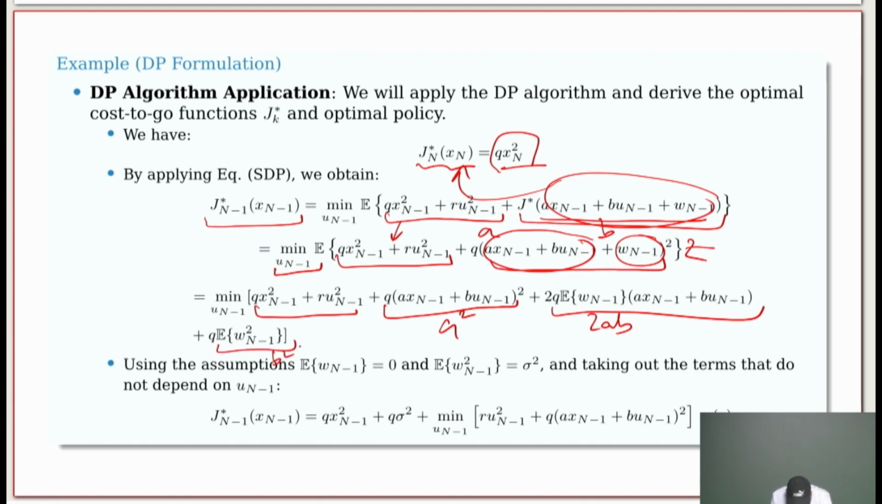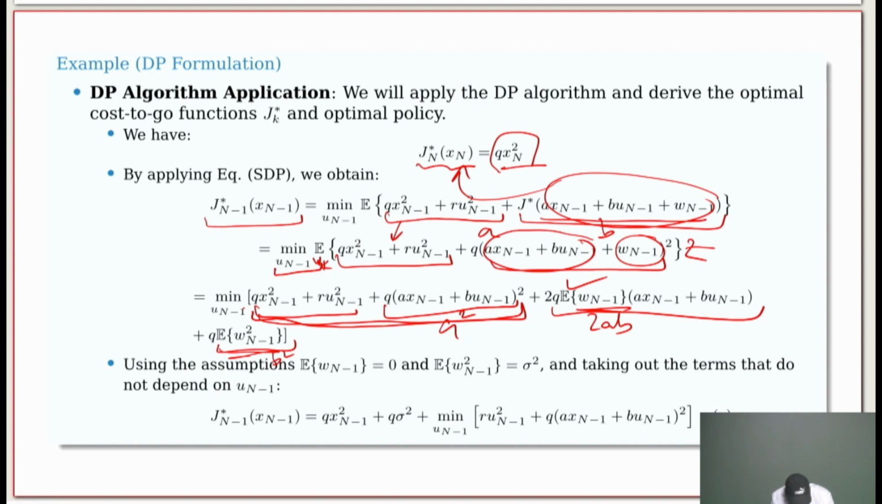Okay, so this is what we did. The q was outside anyway, and then we took the expectation inside. The expectation is with respect to w. Because expectation is only with respect to the random variable, wherever the random variable is, the expectation will apply only there. In this case, the expectation is only applied here, because you have w_{n-1} involved here. These terms don't have anything to do with w, so we skipped those for expectation calculation.